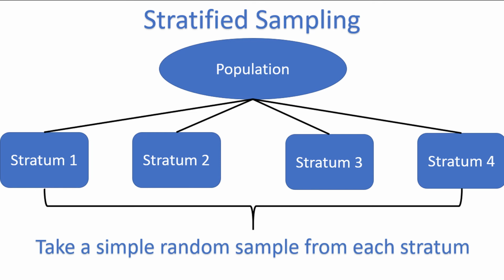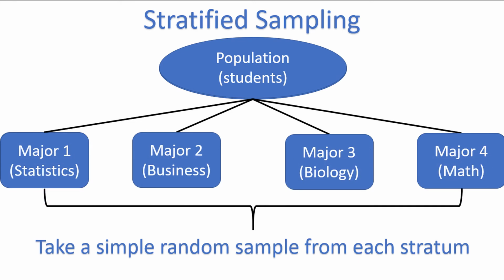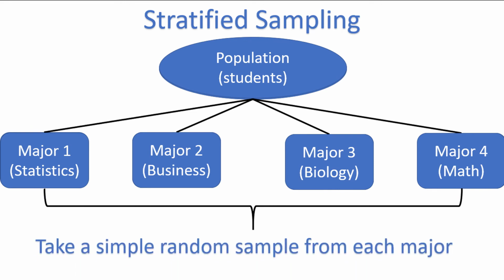For example, you might separate the students based on major, such as statistics, business, biology, math, etc., and then take random samples from each of the majors in proportion to the size each group is relative to the population.